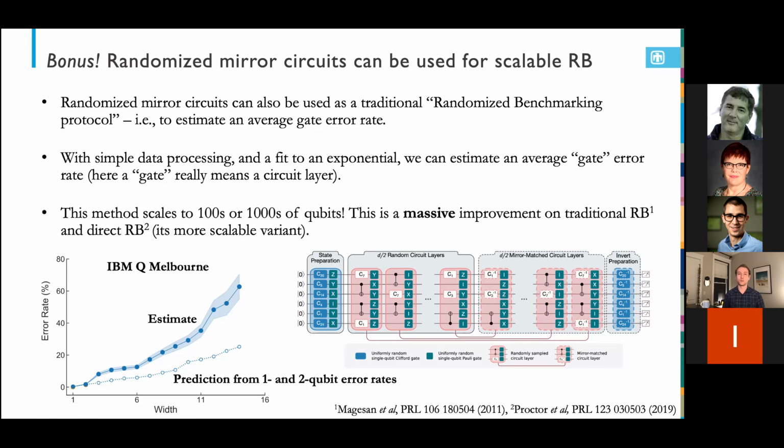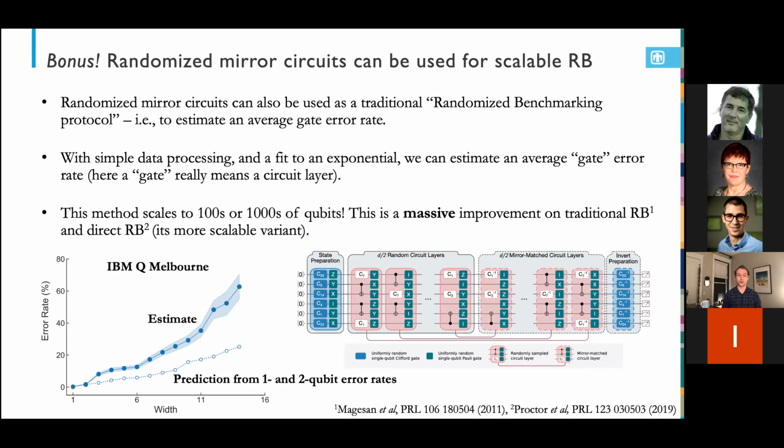So if we do some simple data processing, we don't quite just look at the success probability. We then fit that to an exponential as the length of the circuits increases. Then we can estimate an average gate error rate. And by gate here, what I'm really referring to is an n-qubit circuit layer. And what's really cool about this is it scales to hundreds or thousands of qubits. This is really a huge improvement on traditional RB.